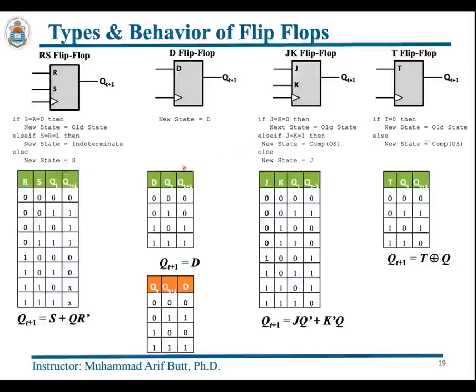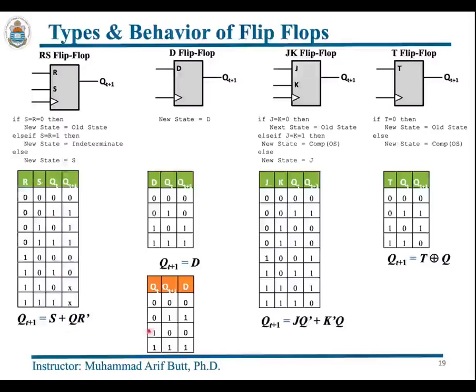Dear students, these are the characteristic tables of all these four flip-flops. And a characteristic table, as you all know, defines the next state of each flip-flop as a function of its input and the previous state. And the same is also shown over here in the characteristic equations of these four flip-flops.